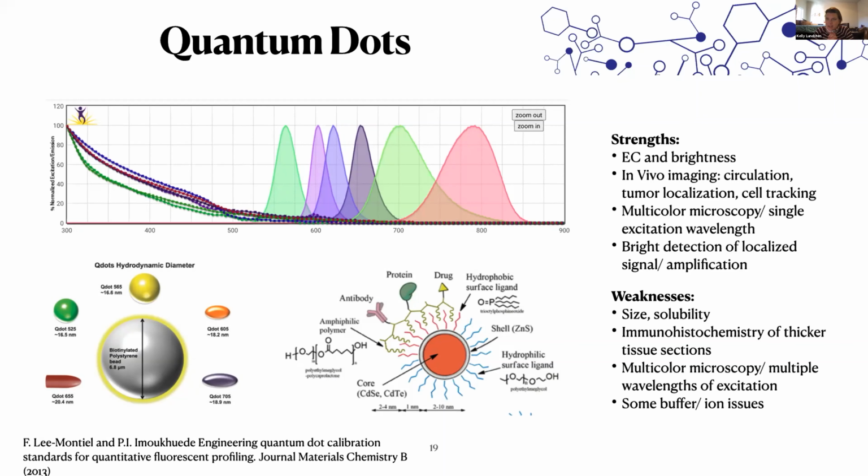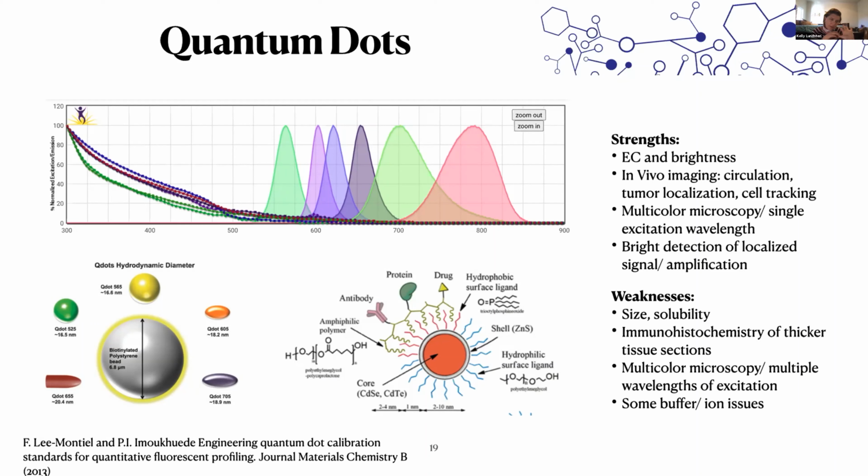But their size is large. It's really best for cell culture, not so much for tissue. The organic solvents can hurt the organic layer that coats the dot itself, which will then hurt your antibody.